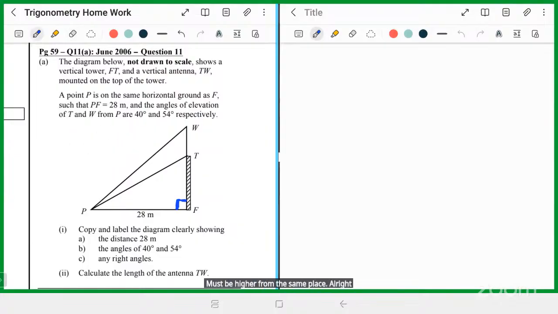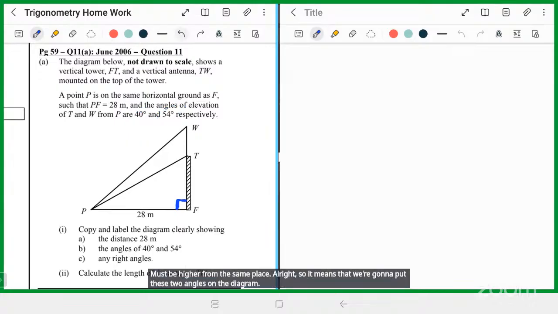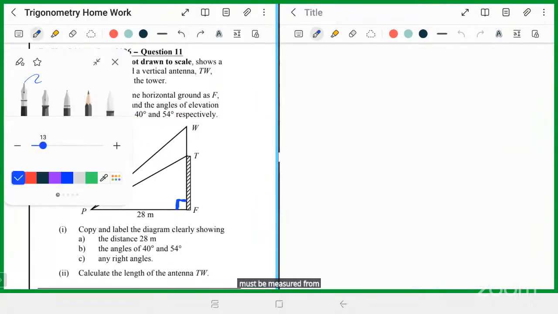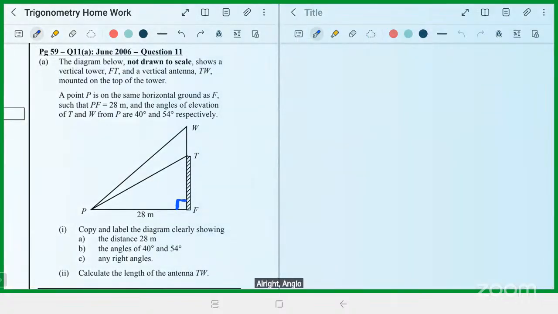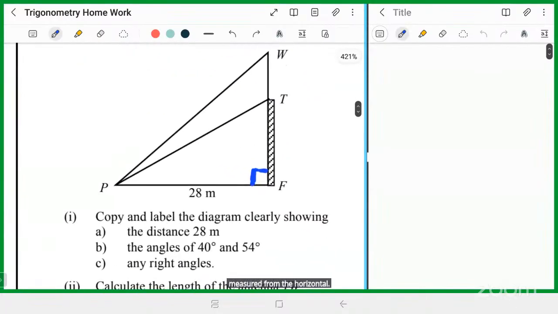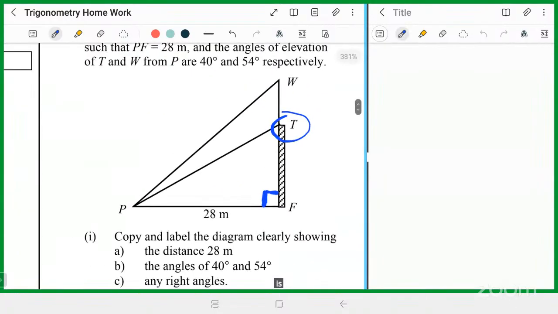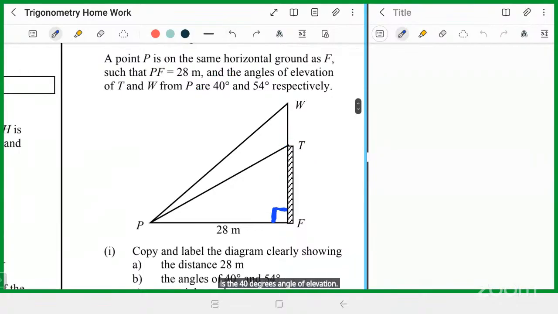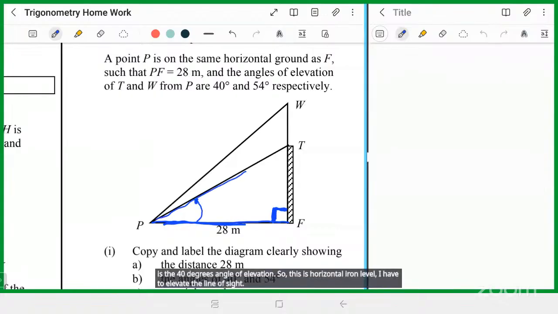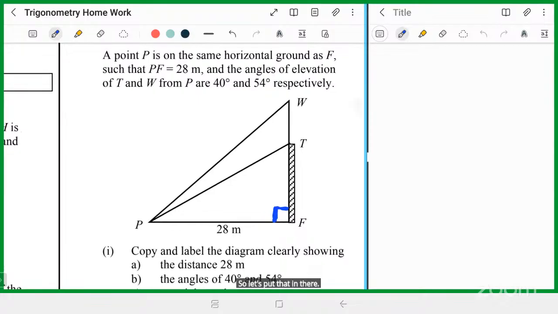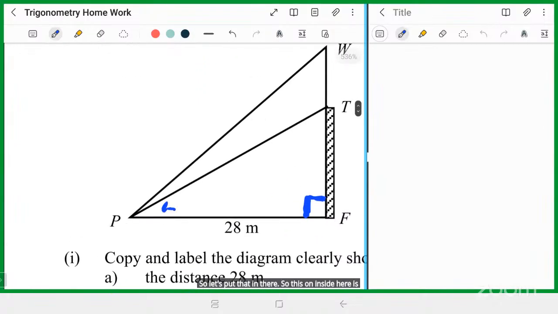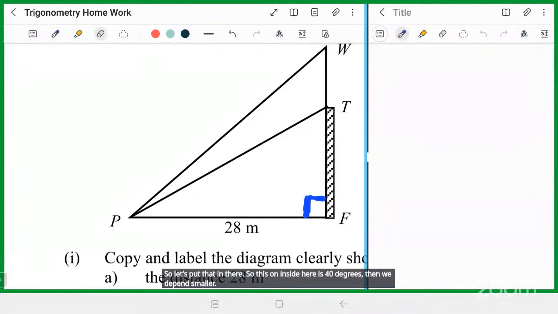All right. So it means we're going to put these two angles on the diagram. Remember, both of them must be measured from the horizontal. Angle of elevation and angle of depression are measured from the horizontal. So the lower one is the 40 degrees angle of elevation. So this is the horizontal eye level. I have to elevate the line of sight through this angle to look up here at T. So this is the angle that is 40 degrees. So let's put that on the diagram. So this angle inside here is 40 degrees. Let me make the pen smaller, thinner.